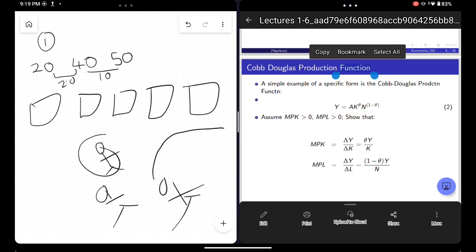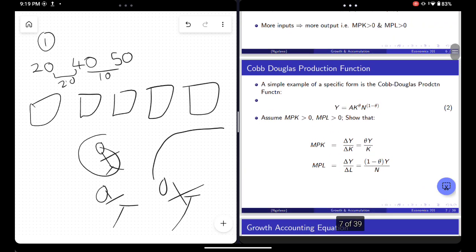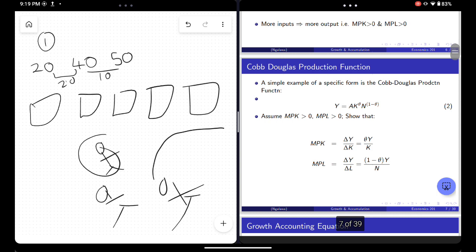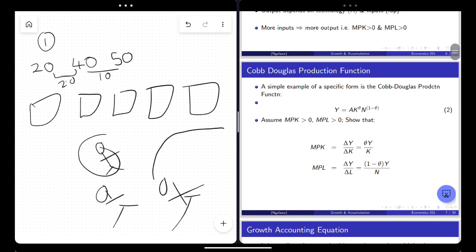Okay, so what are MPK and MPL now? MPK and MPL are a gradient. So it's basically these numbers, the steepness of the slope. The steepness of the slope is represented by this equation.